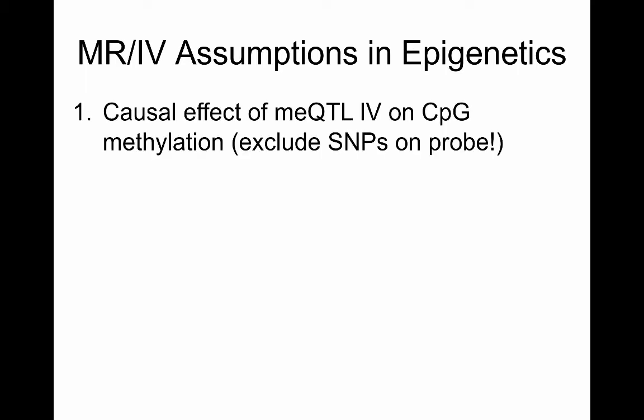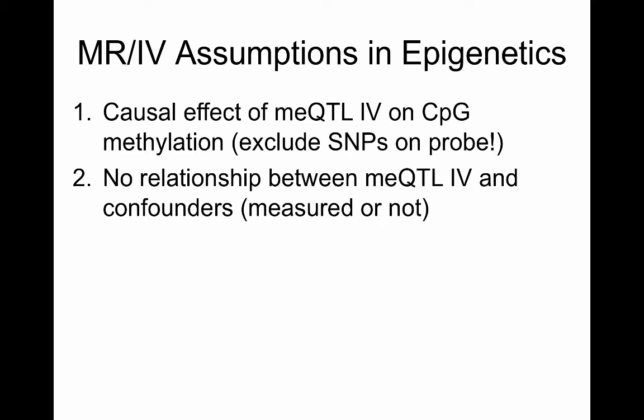So here's a recap. To make sure your instrumental variable can produce valid estimates of effect, here's what you can do. First, you make sure it is robustly associated with the methylation of the CpG site that you're interested in, and you make sure that association is real and not just an artifact, which is what can happen if your SNP is directly on the methylation probe.